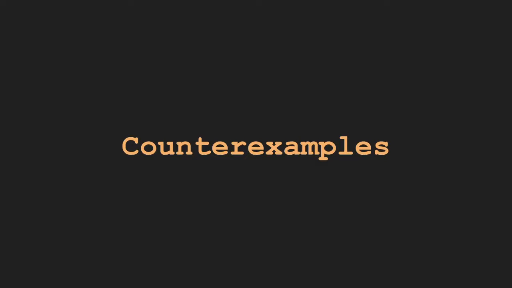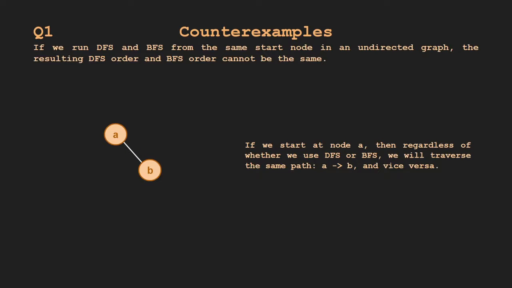Here's some counterexamples. If we run DFS and BFS from the same start node in an undirected graph, the resulting DFS order and BFS order cannot be the same. This is an undirected graph with 2 nodes. If we start at node A, regardless of whether or not we use DFS or BFS, we're going to traverse the same path to B. And the same is true if you started at B.